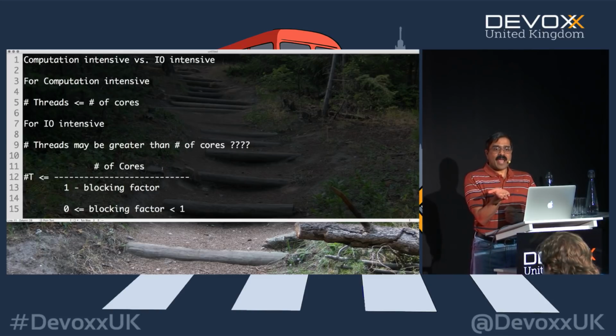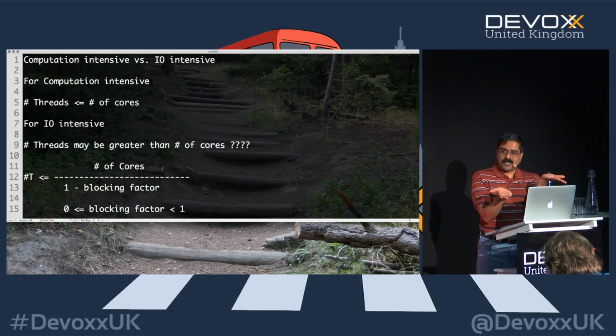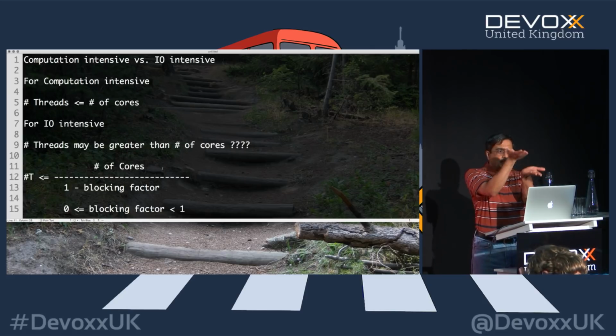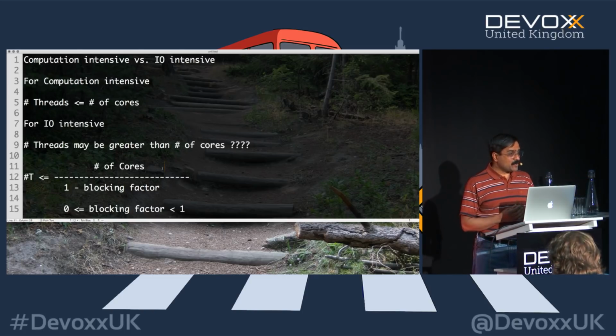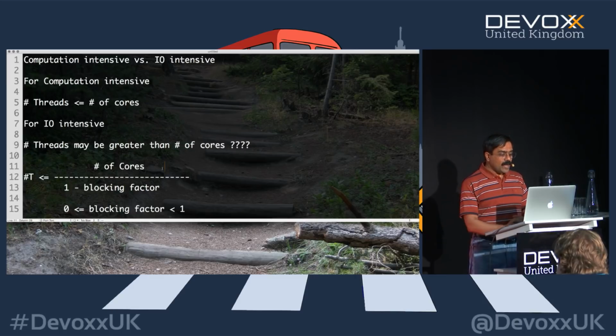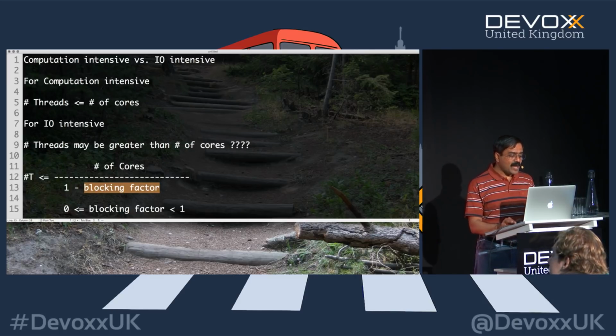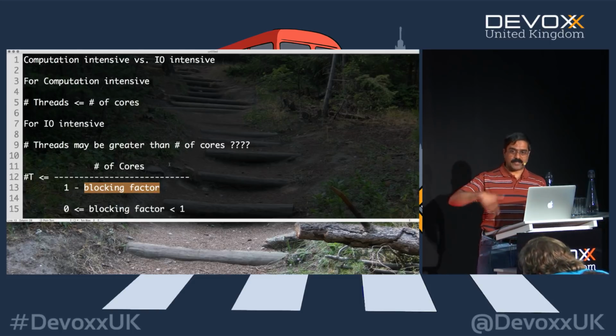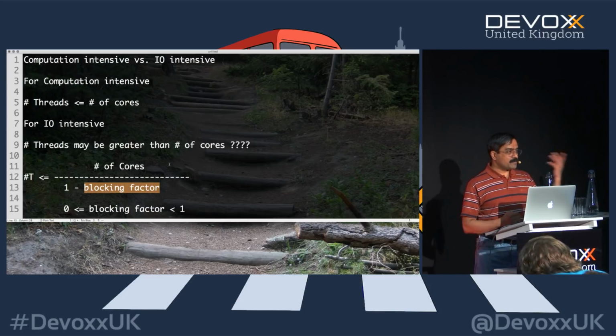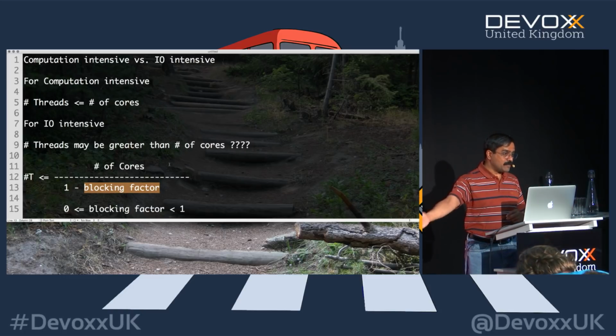Well, when I'm sleeping half the time, another task can use the CPU, which means 2 threads could use a single CPU, which means you can have twice the number of threads as the number of CPUs. Is that really true? Well, if the blocking factor is 0.5, then 1 minus 0.5 is 0.5. Number of cores divided by 0.5 is 2 times the number of cores, so the number of threads is less than or equal to 2 times the number of cores.